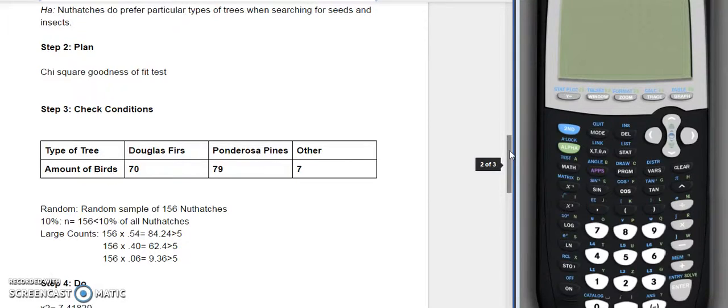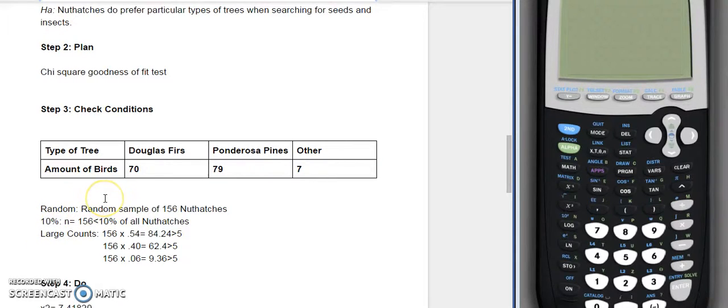Step 3 is to check conditions. Here's a chart of the data that we've gathered so far. For the Douglas firs, we saw 70 birds. In the ponderosa pines, we saw 79 birds. In all other types of trees, we saw 7 birds. The 3 conditions we use for a chi-square goodness of fit test are random, 10%, and large counts.